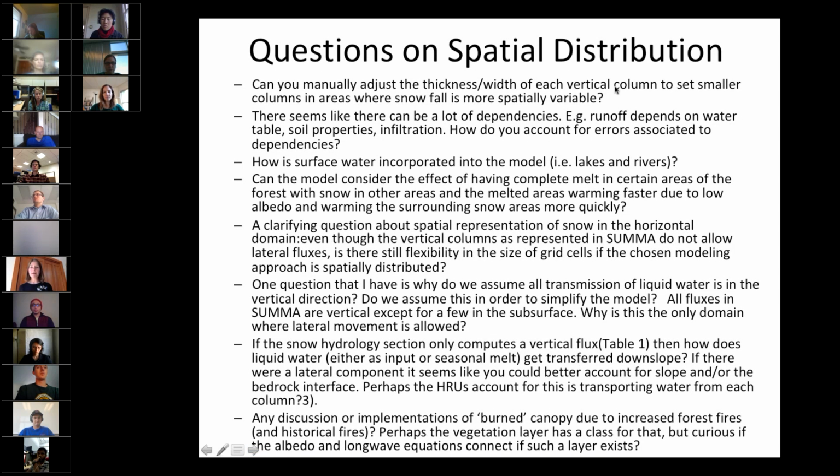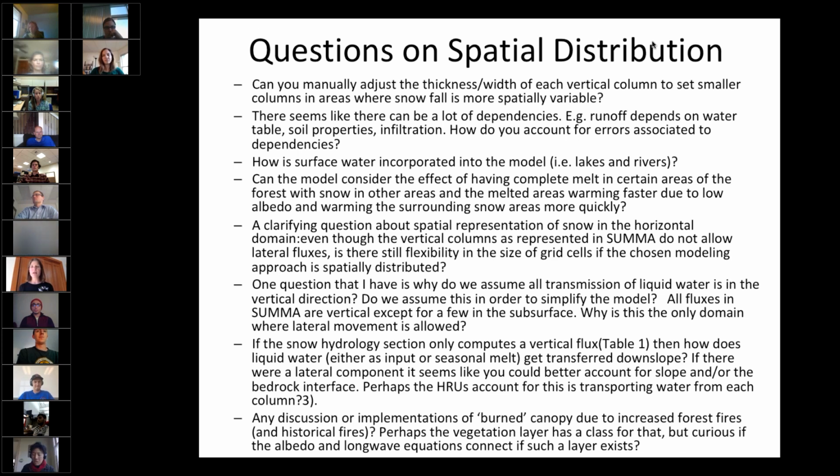All right, so there were a lot of questions about spatial distribution. What are you actually doing here? There's a lot of dependencies. Those are going to have errors. They are, and it's hard to account for all the errors. I'm not sure this model has any lakes in it whatsoever. It does have rivers, and it's handled by a routing scheme. Basically, there's a time delay routing scheme moving water down rivers. You can adjust the width or thickness of each vertical column however you want. I'll show you a picture of that in just a minute.